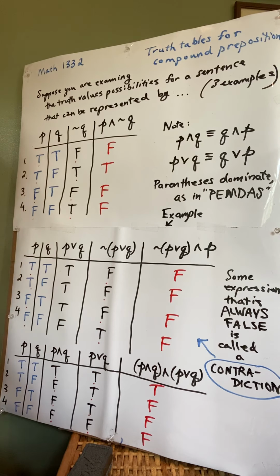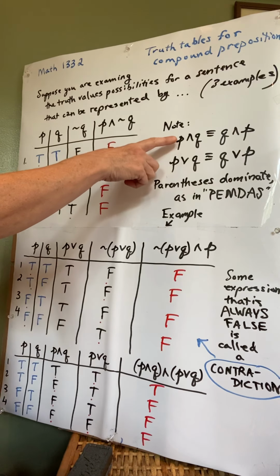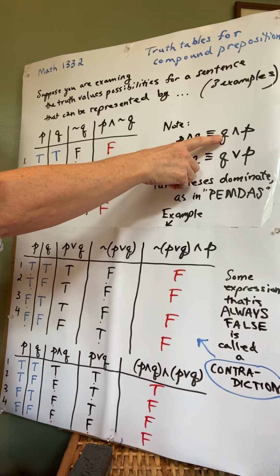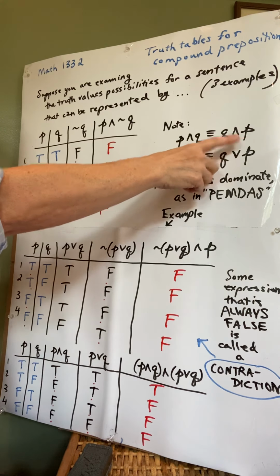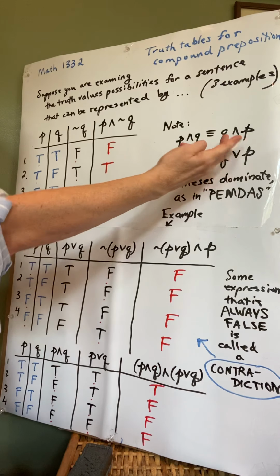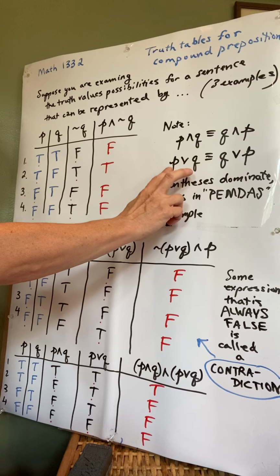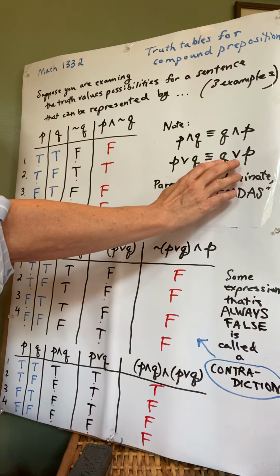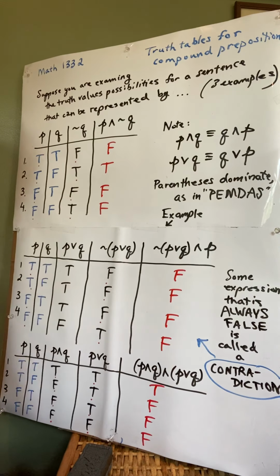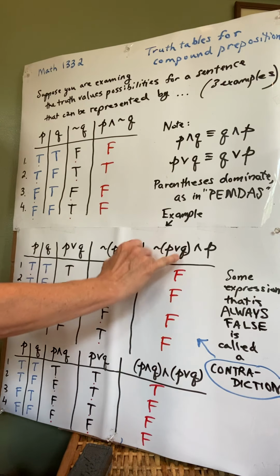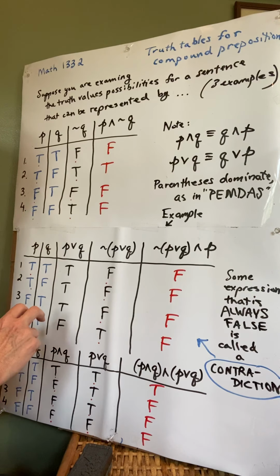Some things to note. If you have a conjunction of P and Q, that is exactly the same thing as the conjunction of Q and P. That symbol is commutative, doesn't matter the order. Same thing is true of the disjunction. P or Q, same truth value as Q or P. That order does not matter. A third thing is to notice that we're using parentheses now, and parentheses dominate.